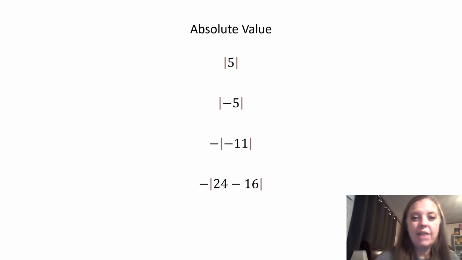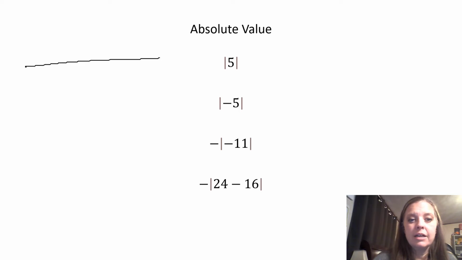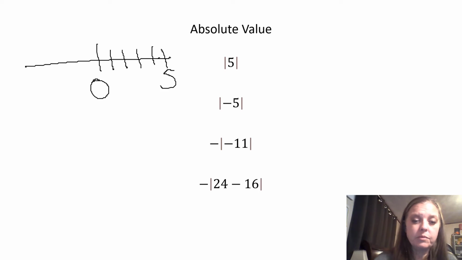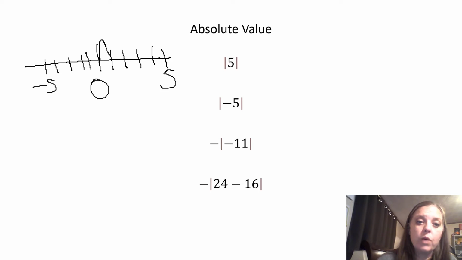The absolute value is indicated by these little lines. They're just straight lines. So the absolute value of 5. Now listen, you do not have to draw a number line, but I'm going to draw it so you can see it. If I have my origin, my 0, and I go 1, 2, 3, 4, 5 places on the number line. Let's go ahead and put -5 on the number line. 1, 2, 3, 4, 5. The absolute value is asking you how many places from the 0 point that number is.